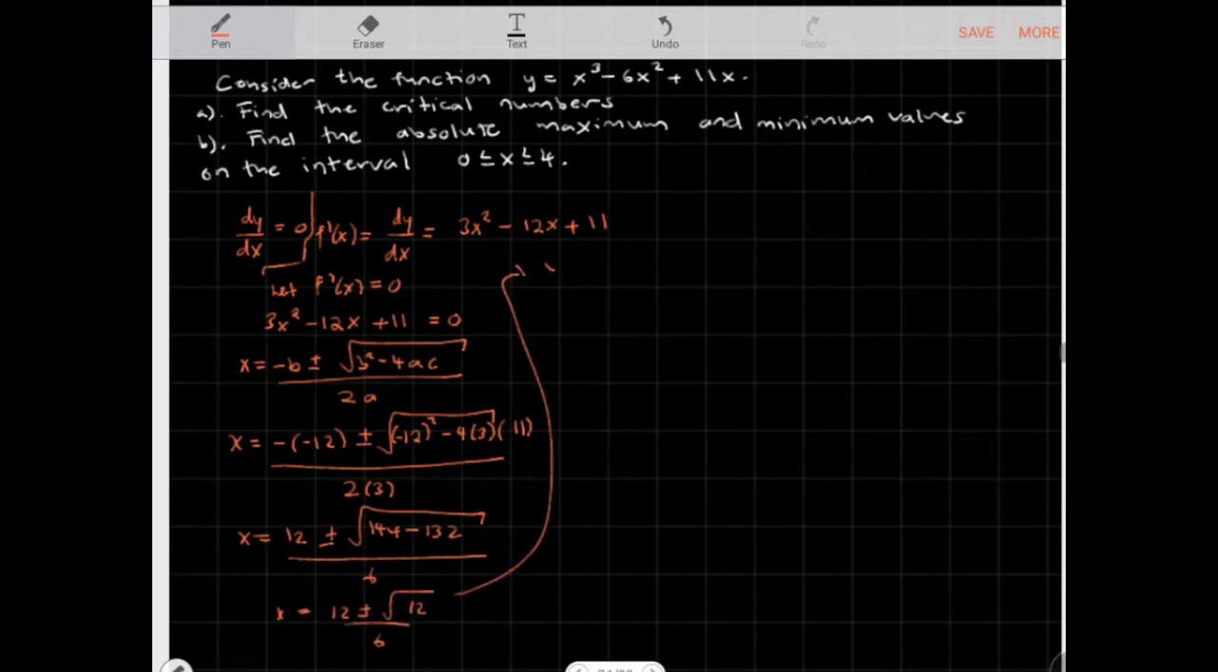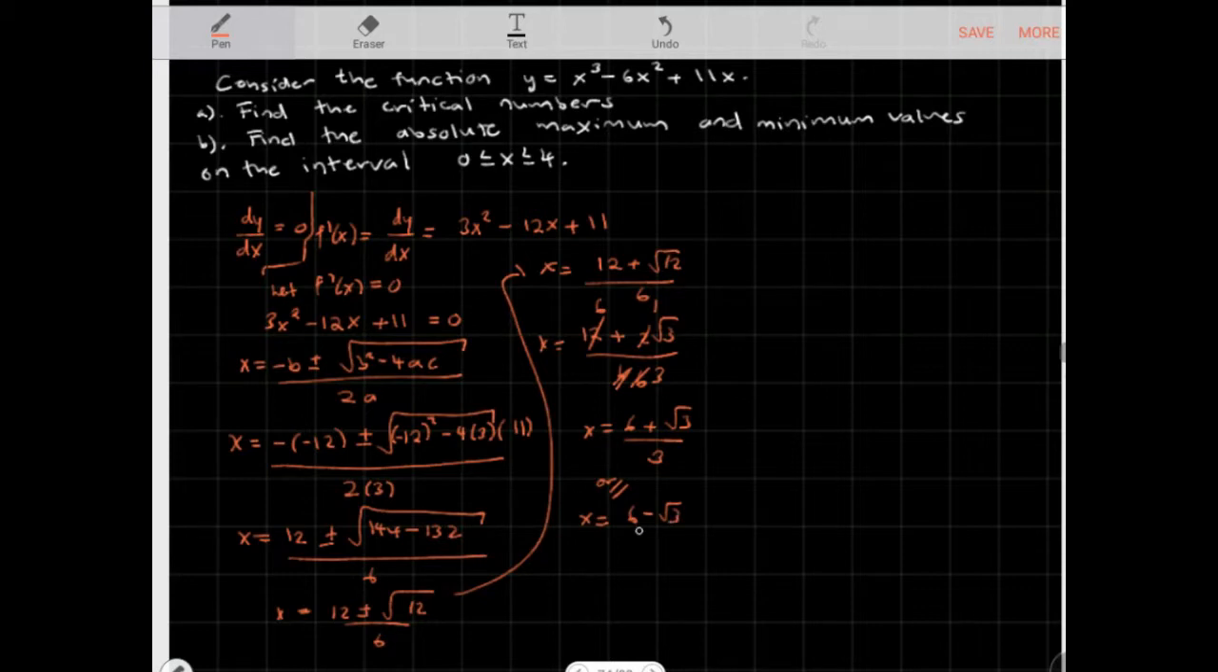Okay, so I'm going to get two values here. One of the values is 12 plus the square root of 12, over 6. And you could simplify this, right? The square root of 12 is 2 root 3, so dividing everything by 2, you're simplifying it. So one of your values is 6 plus square root 3 over 3, and the other value is 6 minus square root 3 over 3.